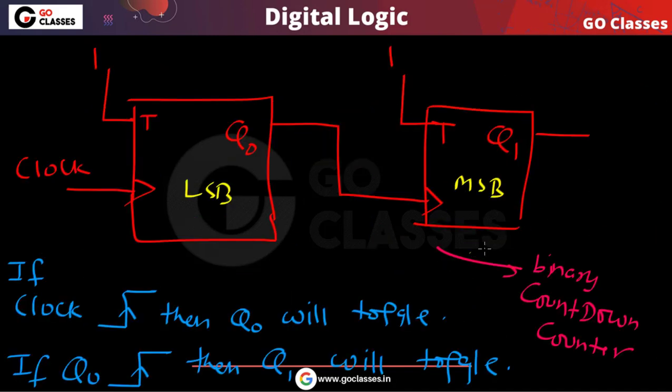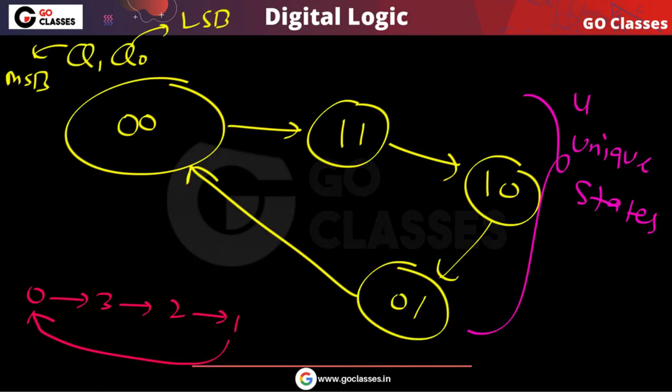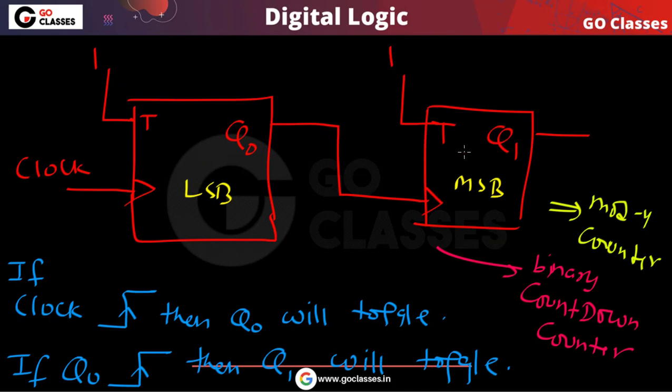I can also say that this is a modulo 4 counter. Why? Because there are four unique states this counter goes through. So this is the whole idea, and that is the reason we call it a counter. If you notice this circuit, this is a frequency divider. We call it a divide by 4 counter.